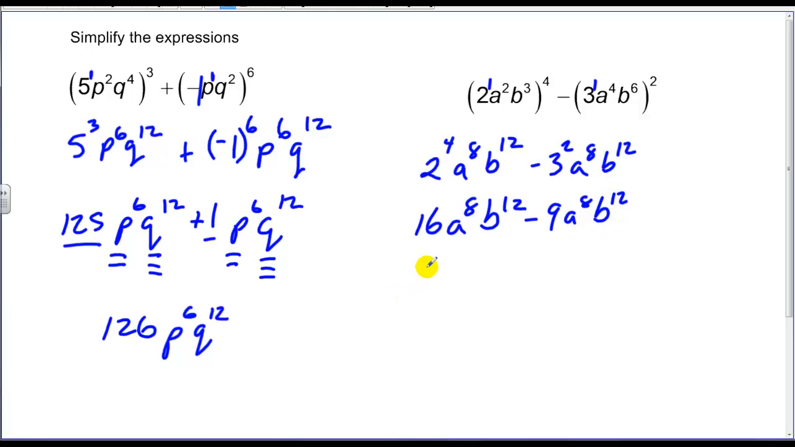And this is a very similar example as the last one. We notice that we have matching variables and exponents. Therefore, we subtract the coefficients out in front. So 16 minus 9 is 7, and we keep the variables the same.